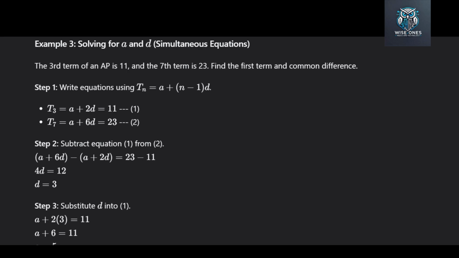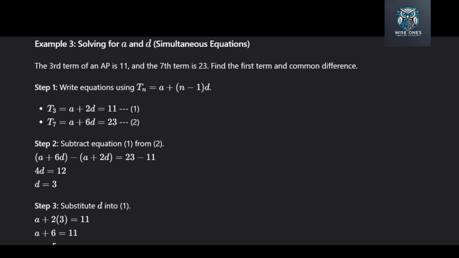Step 2, subtract equation 1 from equation 2. We have a plus 6d minus open bracket a plus 2d close bracket equals 23 minus 11. The a minus a cancels out. 6d minus 2d is 4d. 23 minus 11 is 12. So we have 4d equals 12. Divide by 4. d equals 3.